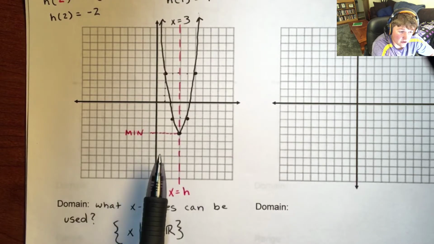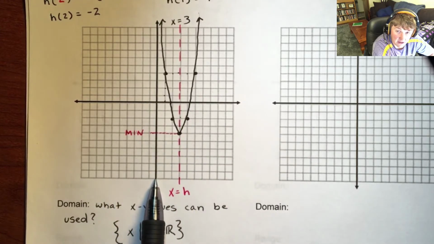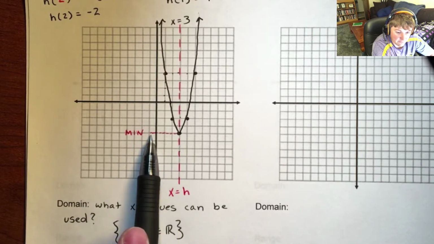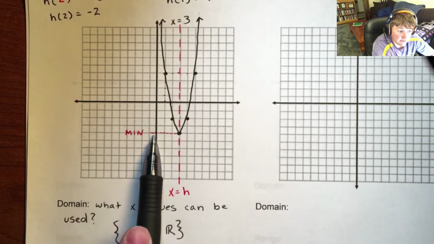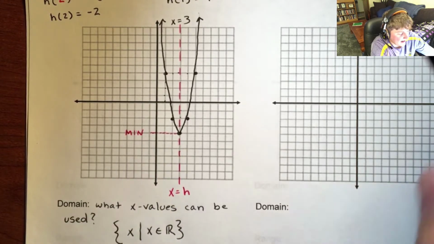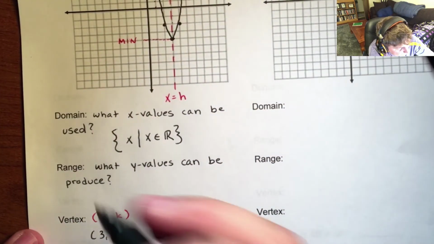Is there anywhere this graph has a y value of negative 10? No, there's not. And same with negative 5 or negative 4.1. It has a floor, and that floor is going to be very important. So this vertex is very important to some of the questions we want to ask. Okay, so let's figure out what y values can be produced.